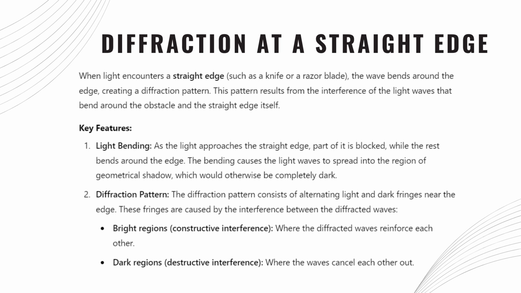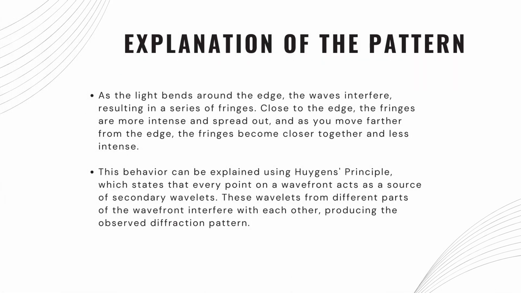When light encounters a straight edge, such as a knife or a razor blade, the wave bends around the edge, creating a diffraction pattern. This pattern results from the interference of the light waves that bend around the obstacle and the straight edge itself. Key features include light bending and diffraction patterns. As the light bends around the edge, the waves interfere, resulting in a series of fringes. Close to the edge, the fringes are more intense and spread out, and as you move farther from the edge, the fringes become closer together and less intense.